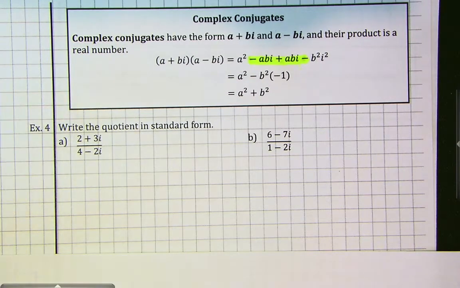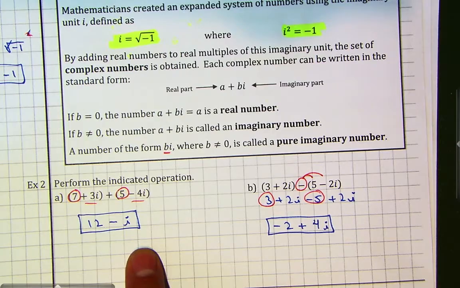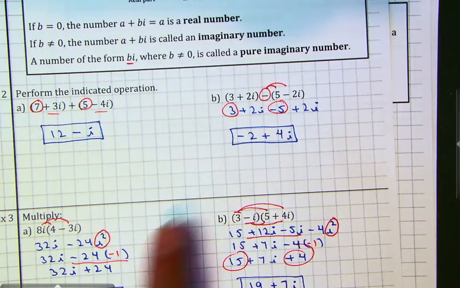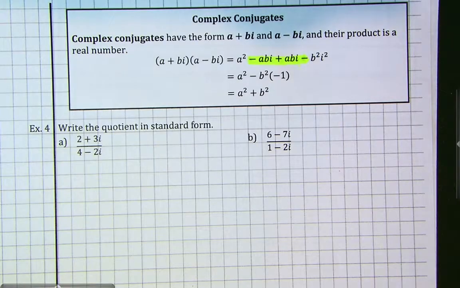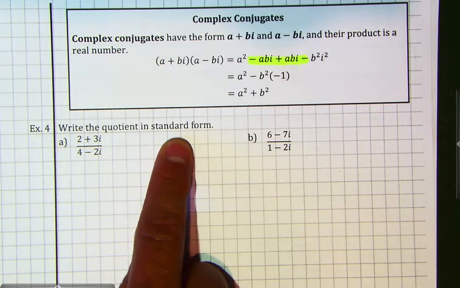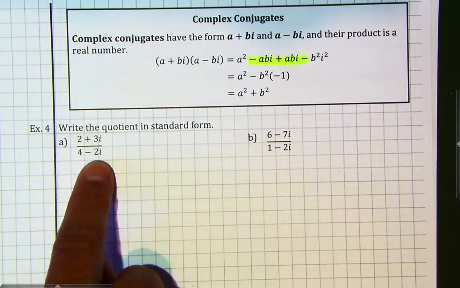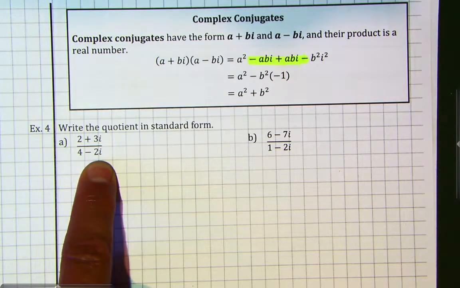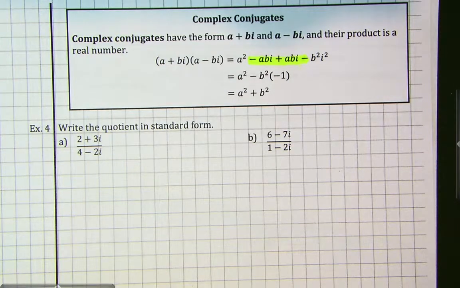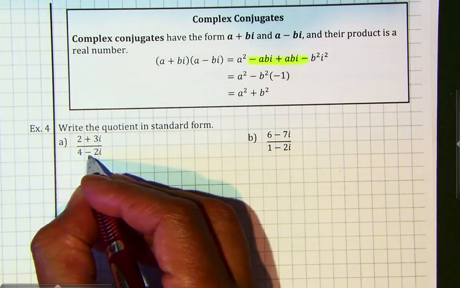So in this case, we have added, we have subtracted, we have multiplied, and now we are going to divide. So write the quotient in standard form. We have an imaginary part on the denominator, the same way that we can have a square root on the denominator. We don't want to leave an imaginary number on the denominator. So therefore, I'm going to multiply by the conjugate. This is 4 minus 2i.